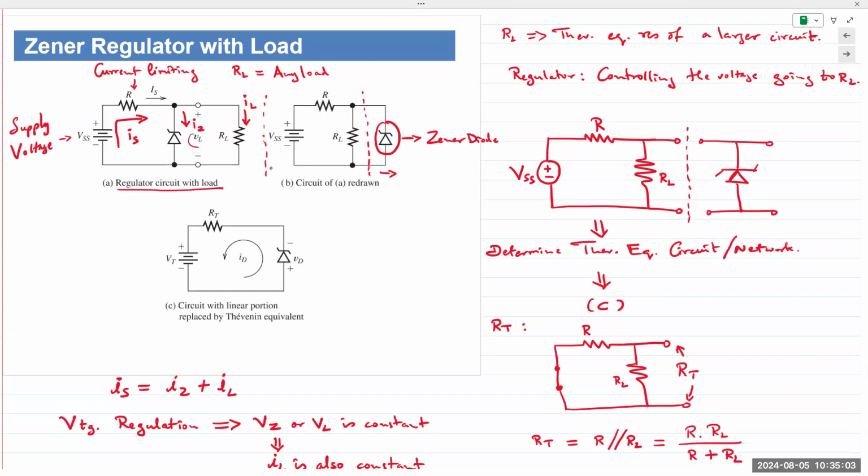So for our analysis purposes, it's the same circuit. In real life, RL is something else. RL could be your laptop, could be your smartphone, could be anything. IL has to remain constant because, well, it's the load. So a load requires a standard voltage and standard current. But VL also remains constant. VL would be the same thing as VZ in this case, because they're in parallel.